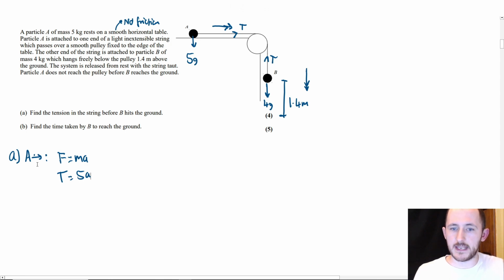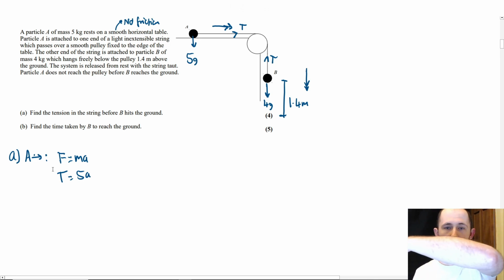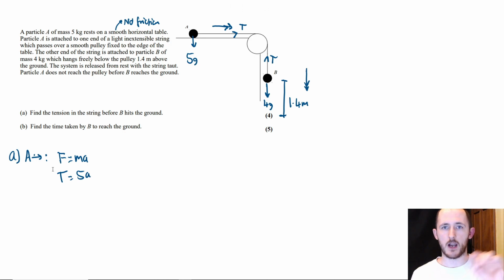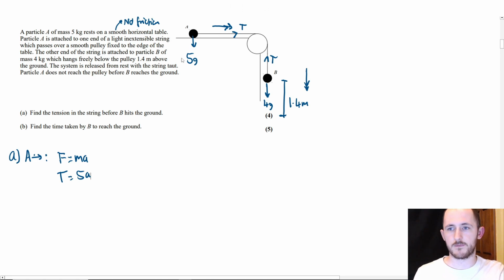When I resolve taking to the right, which is what I'm doing here, I'm only looking at forces going along that direction. So right and left. Up and down does nothing for me. I'm only looking at the things going right and left. In this case, 5g is not going right or left. So that's all we can really do for the tension, right? So we have T equals 5A. I don't know what A is, and I don't know what T is. So I can't really do anything else.